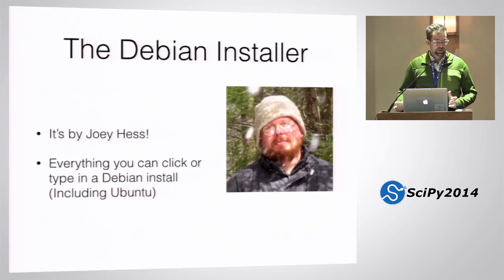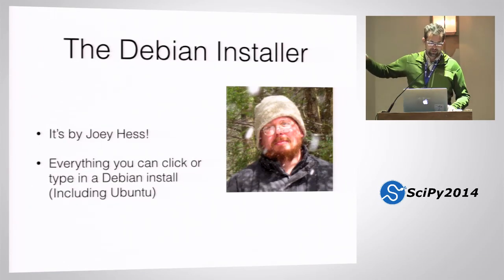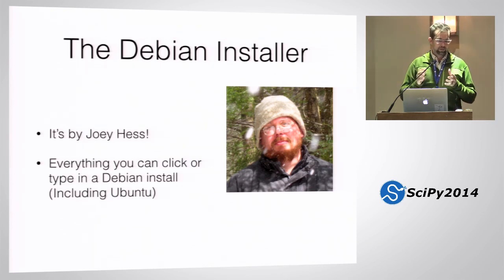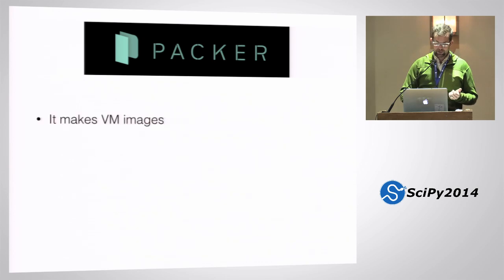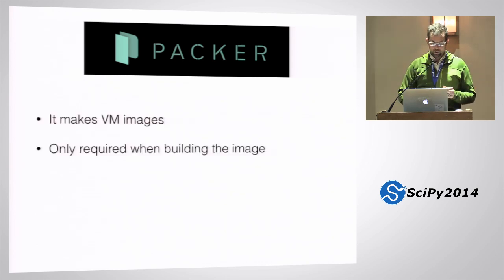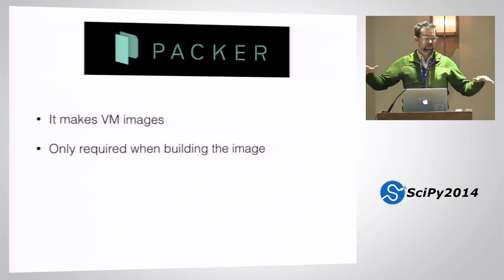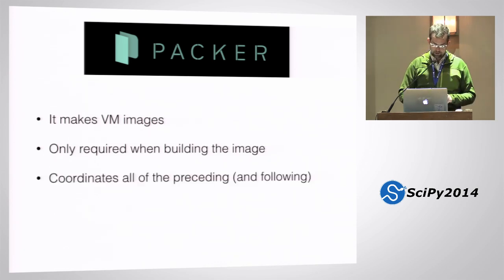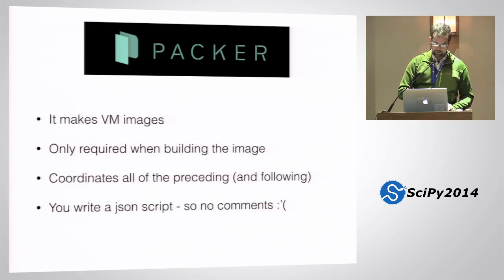We're also using the Debian Installer, which is awesome. It's by Joey Hess. He's one of my heroes. Everything you can click or type in an installation, basically you can script using the Debian Installer. And you can coordinate all this stuff using Packer. Packer is very simple. It makes VM images. It's only required when building the images, right? So it's a burden on me, but it's not a burden on my students, the researchers I'm supporting. It coordinates basically everything I just talked about. And you write a JSON script, so there's no comments. That's kind of the only downside.